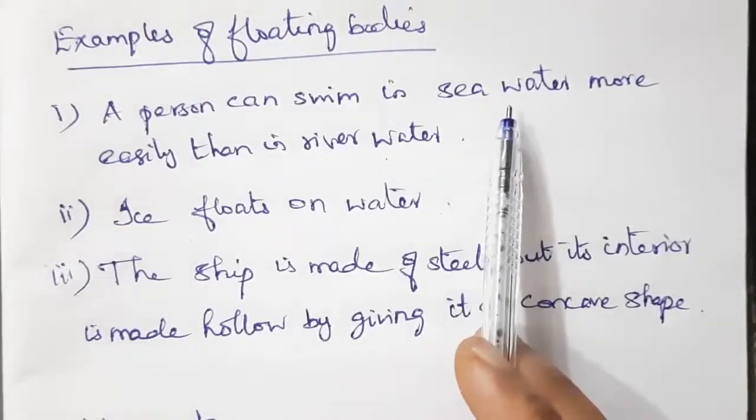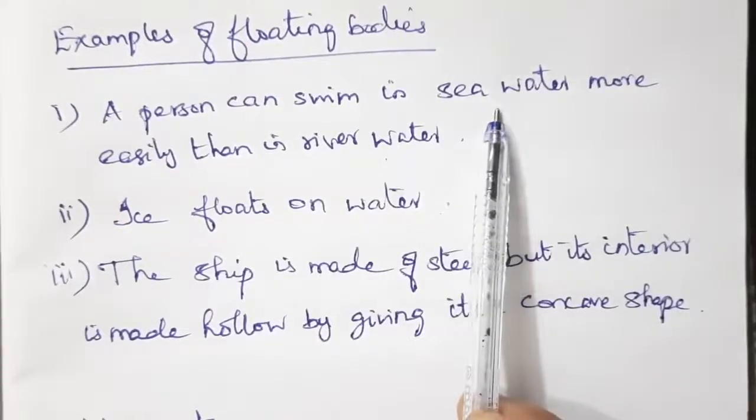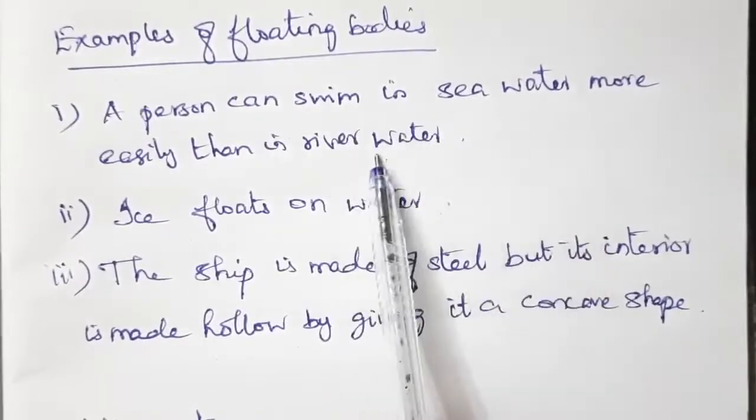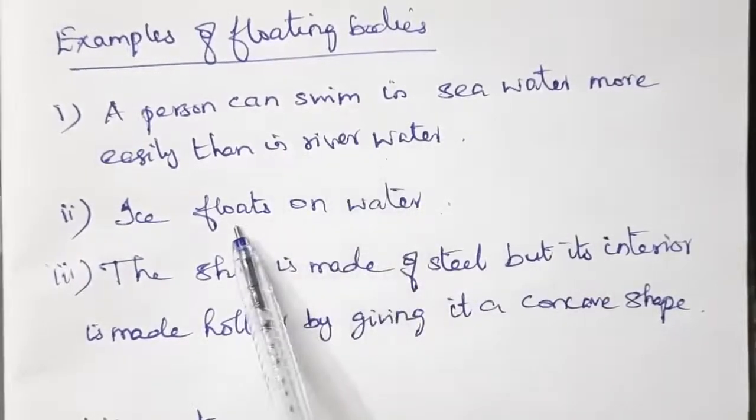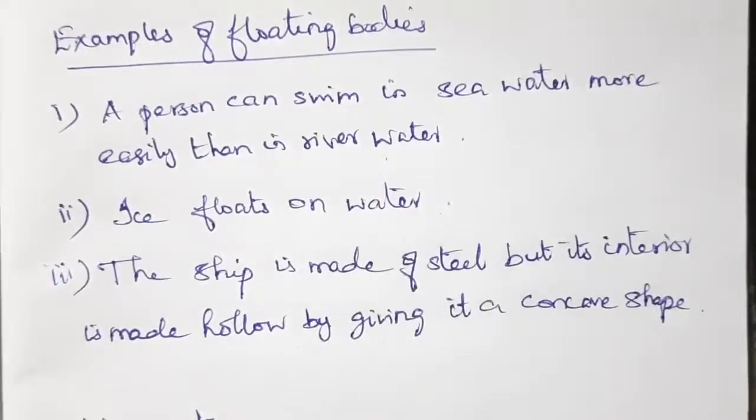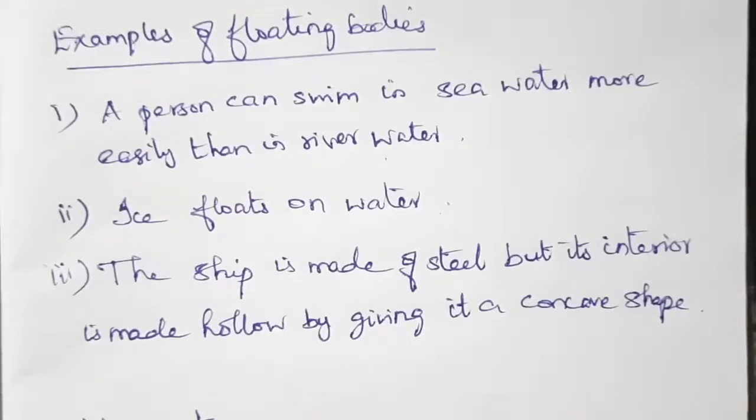Actually, sea water has more density than river water. So objects float better in the denser liquid. So a person can swim in sea water more easily than river water. And ice floats on water. Ice is 9% less dense than liquid water, so the liquid is denser and the ice will float on the water. And the third point explains that for a ship to float, its interior should be made with a concave shape.